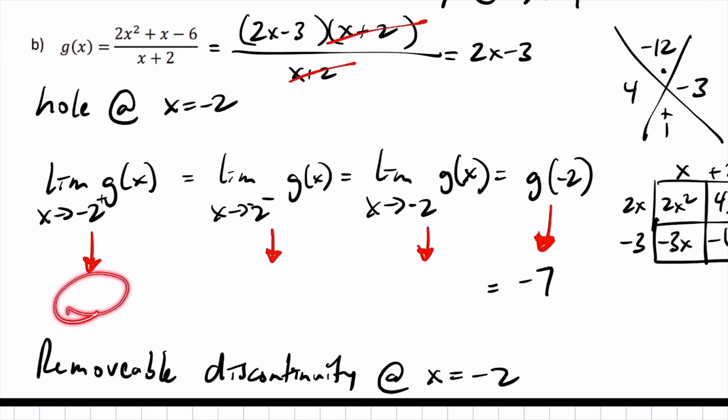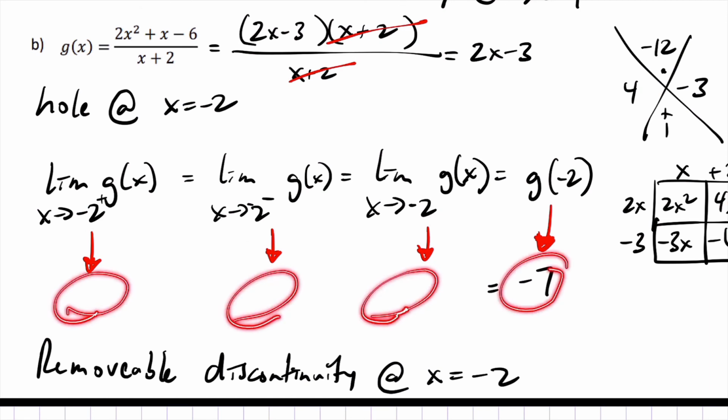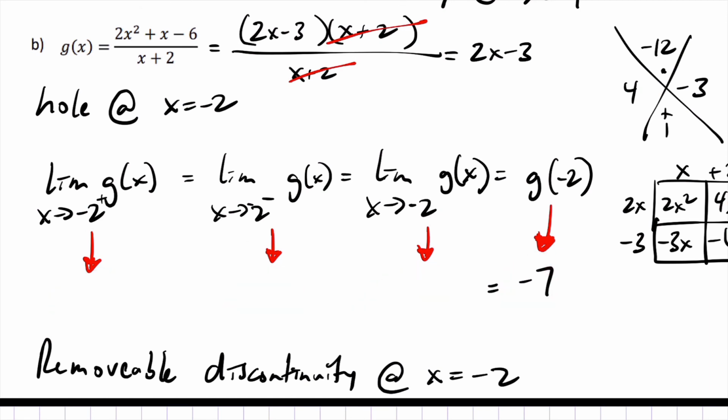Okay, so if this one and this one and this one are not equal to each other, well, we obviously know they're not going to be equal to -7, but that's what we would use. So we would say removable discontinuity at -2. Once you fill these in, you're done.